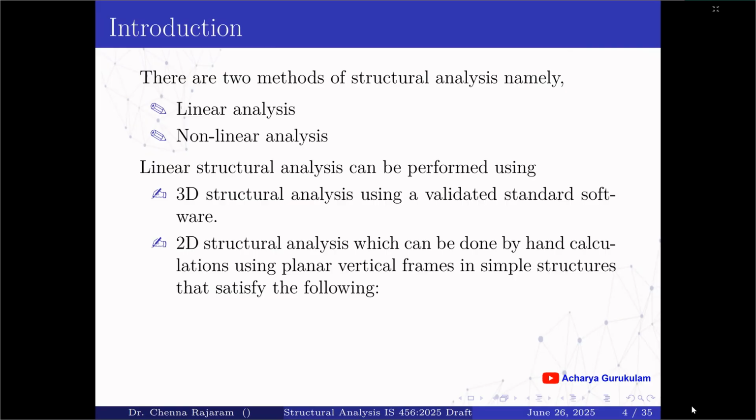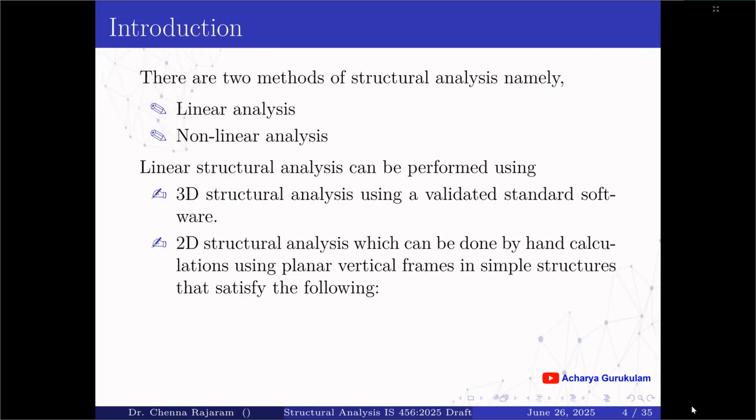Structural analysis is predicting the performance of structures under different conditions. It is a crucial step in the design and construction process. There are two methods of structural analysis, namely linear analysis and nonlinear analysis. Linear structural analysis can be performed using 3D structural analysis using valid standard software.